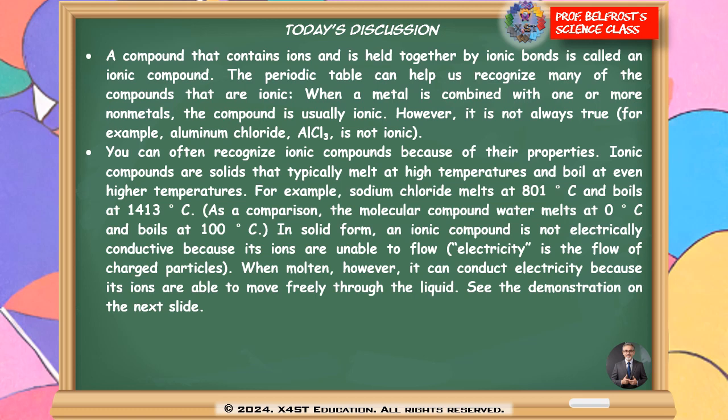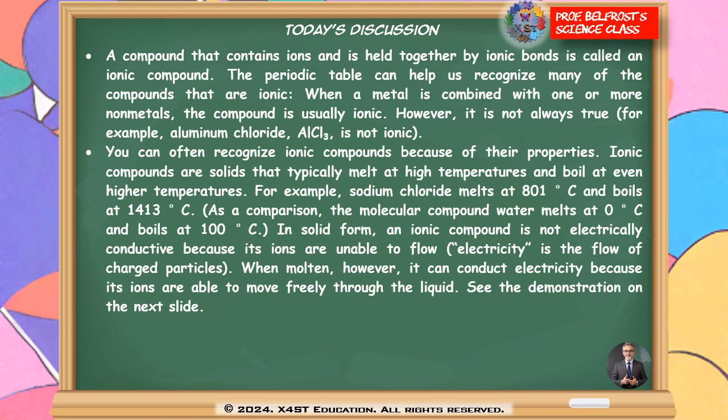You can often recognize ionic compounds because of their properties. Ionic compounds are solids that typically melt at high temperatures and boil at even higher temperatures. For example, sodium chloride melts at about 801 degrees Celsius and boils at about 1413 degrees Celsius. In solid form, an ionic compound is not electrically conductive because its ions are unable to flow. When molten, however, it can conduct electricity because its ions are able to move freely through the liquid. See the demonstration on the next slide.